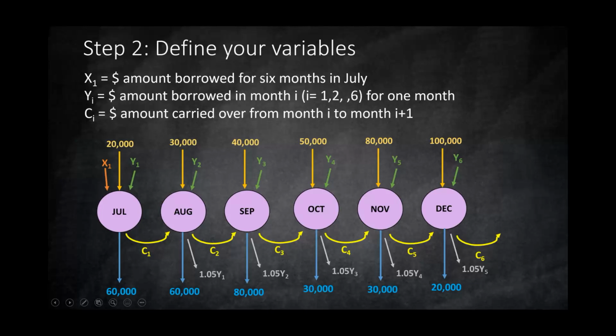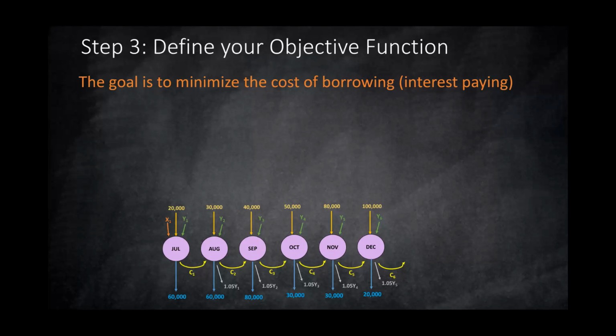And we'll have CI, which is the dollar amount carried over from month I to month I plus 1. So we can see that as well. Now we've defined all of our variables, and the next step will be to define our objective function.